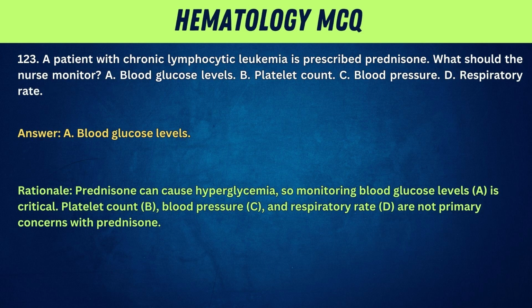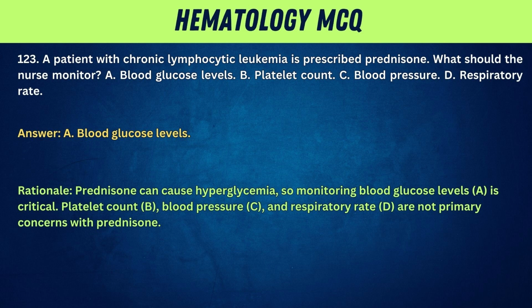123. A patient with chronic lymphocytic leukemia is prescribed prednisone. What should the nurse monitor? A. Blood glucose levels. B. Platelet count. C. Blood pressure. D. Respiratory rate. Answer: A.